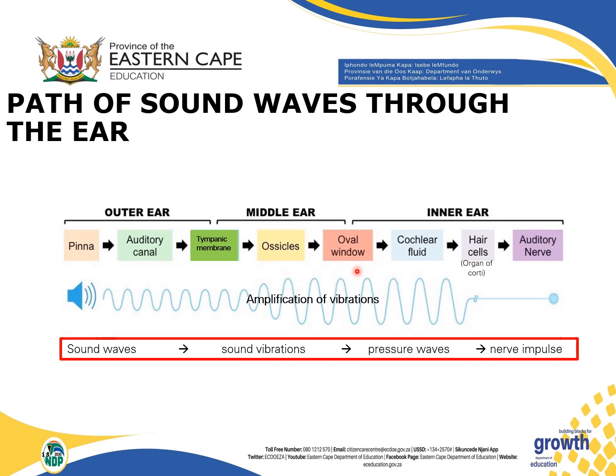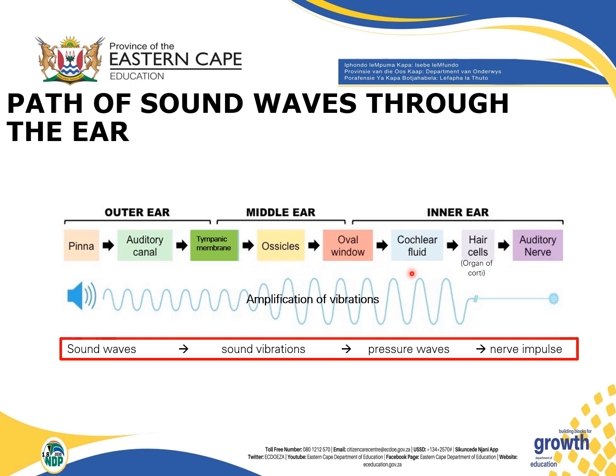Right, so let's recap here. The outer ear passes sound waves to the middle ear. In the middle ear, sound waves are converted to sound vibrations. They are no longer sound waves, they are sound vibrations, and these are passed to the oval window. These vibrations in the oval window are then passed on to the inner ear.